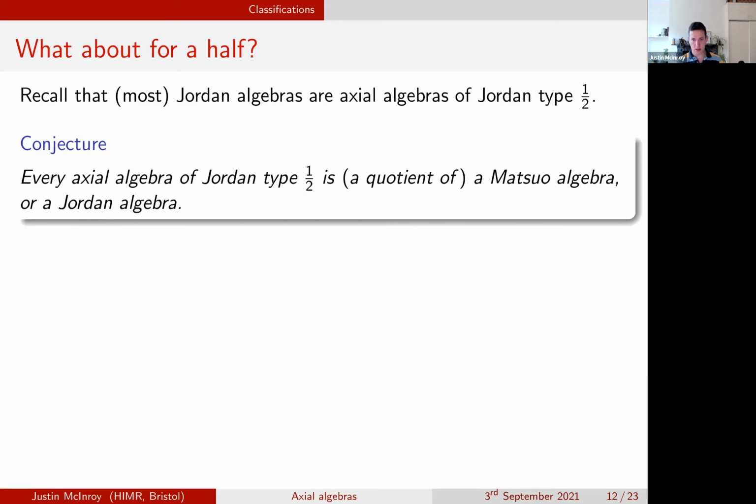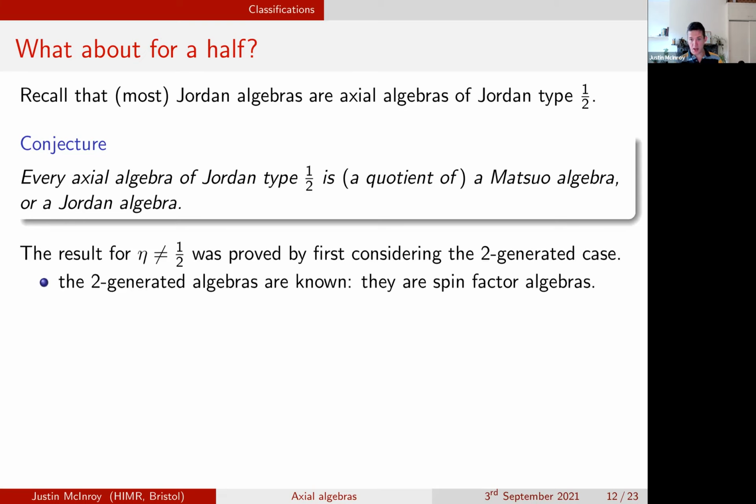And this is a conjecture since that first paper where that initial result was proved by Hall, Rehren, and Shpectorov. And I just want to think about how they originally proved that. The proof was first done by considering the 2-generated case. And the 2-generated algebras for Jordan type a half are known. They are just so-called spin factor algebras.